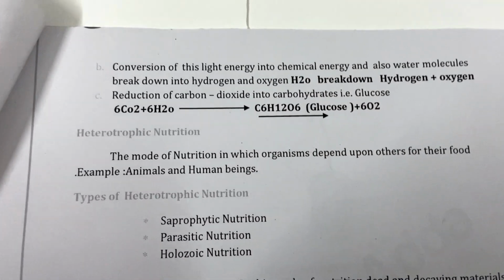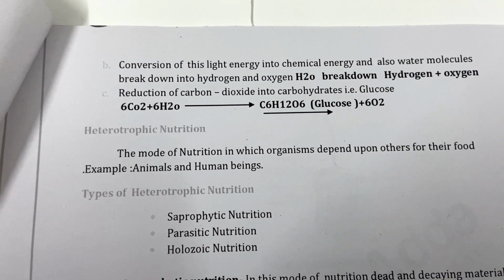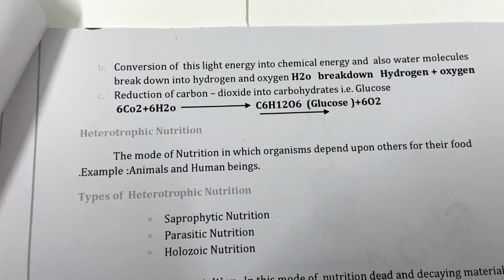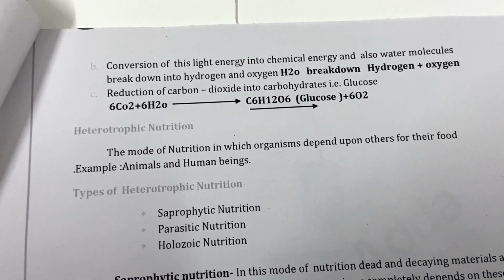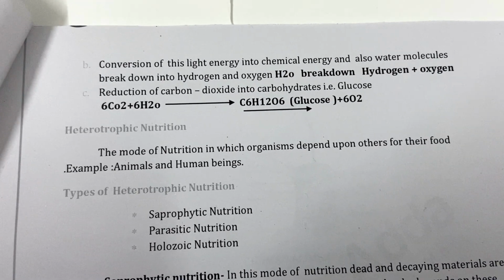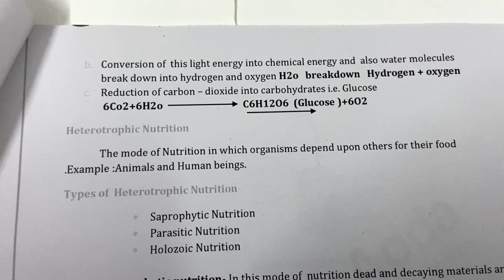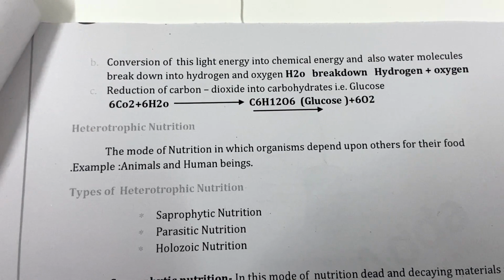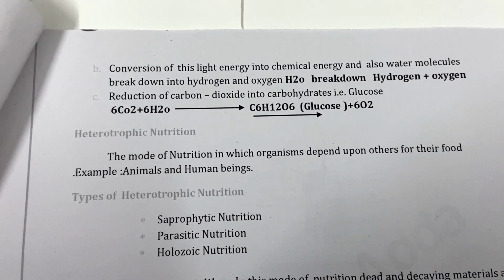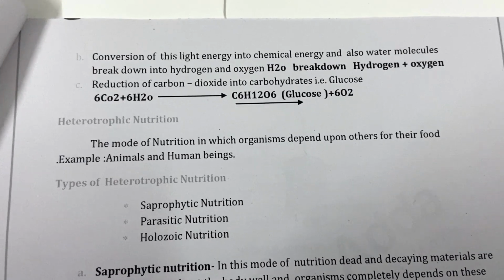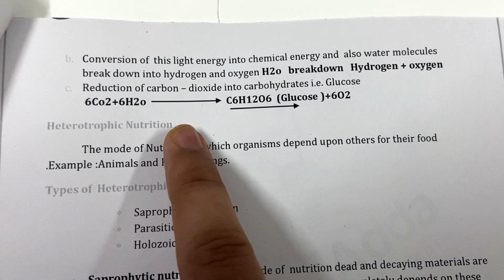So there are three steps in the process of photosynthesis. First is absorption of light by the chlorophyll. Second is conversion of the light energy into chemical energy along with breakdown of water into hydrogen and oxygen. And last is reduction of carbon dioxide to carbohydrate. Now let us study heterotrophic nutrition.